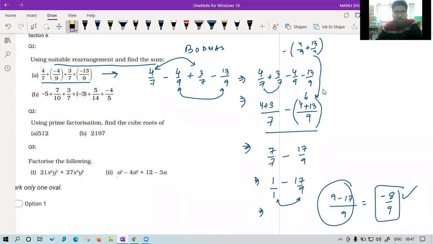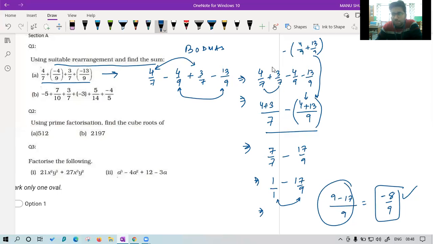Prisha, what is the issue, beta? Let me unmute you so that we can see what issue you are having. Yes, Prisha, unmute yourself. Sir, I cannot understand this question. Okay, actually they are saying don't mute yourself. We will do it together. Okay, they are saying using suitable rearrangement, find the sum.